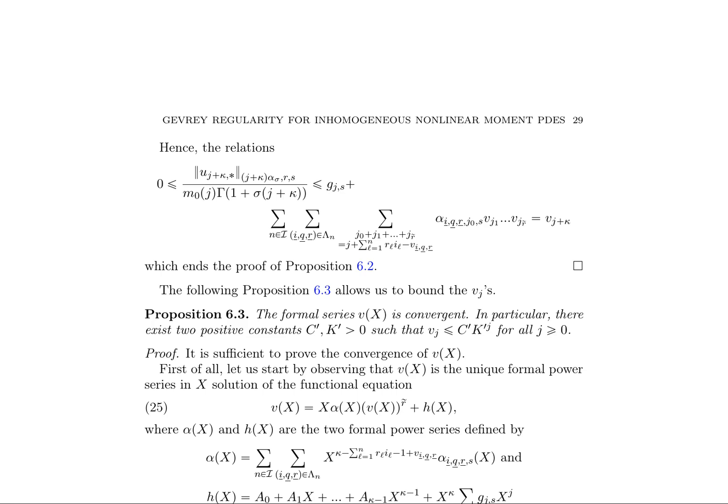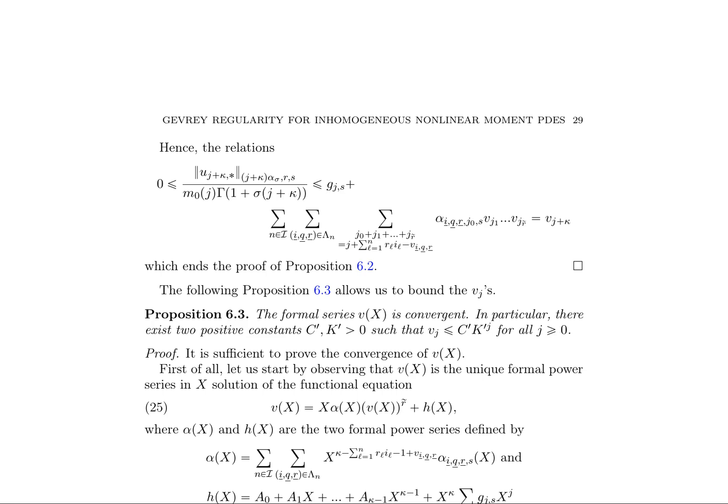The convergence of the formal power series V(x) is demonstrated through its unique solution to a specific functional equation. This equation involves two other formal power series, alpha(x) and h(x), defined using certain coefficients and functions.